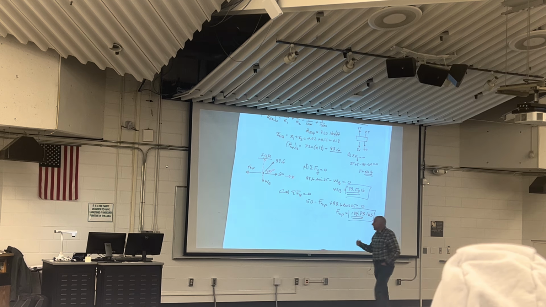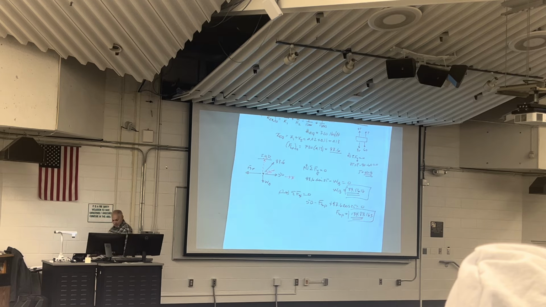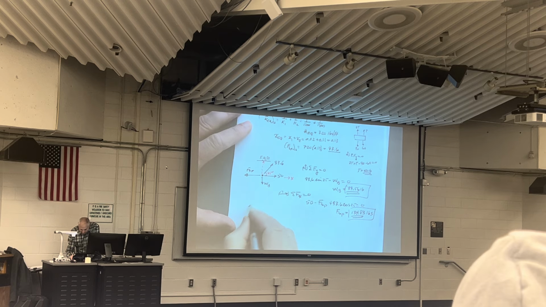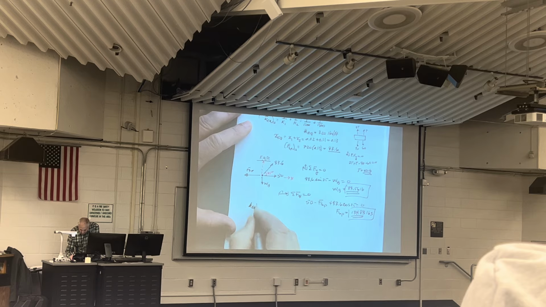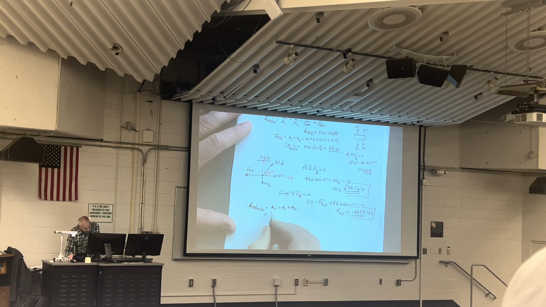Now I can't find an equivalent spring for all those springs to the left of A in one step. I can say K equivalent 4, 5, 6 is K4 plus K5 plus K6. That's equal to 1,000 plus 1,500 plus 500. That's equal to 3,000 pounds per foot.